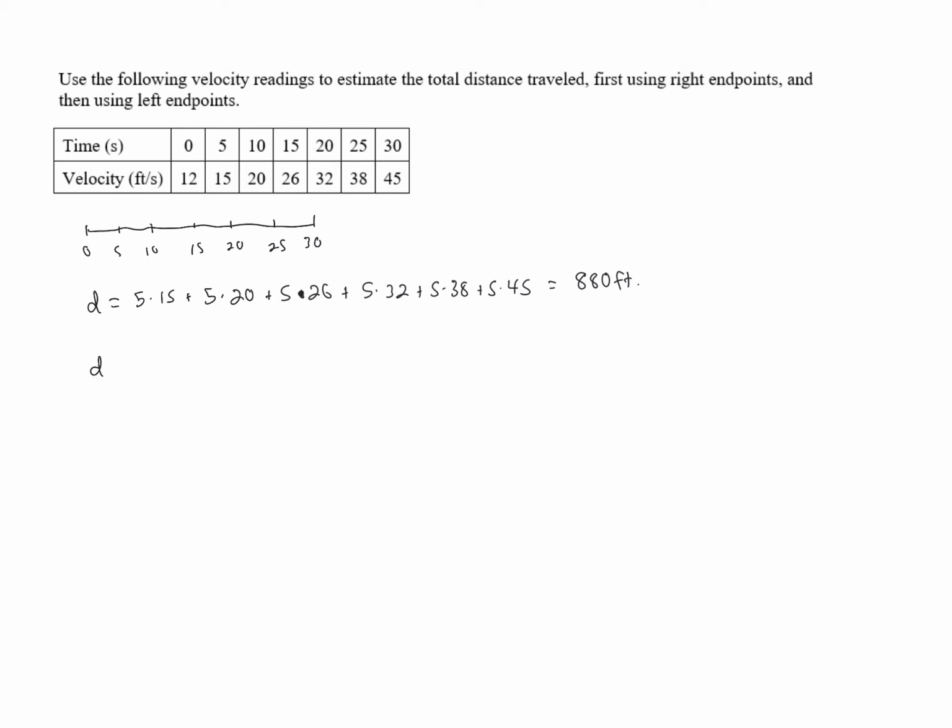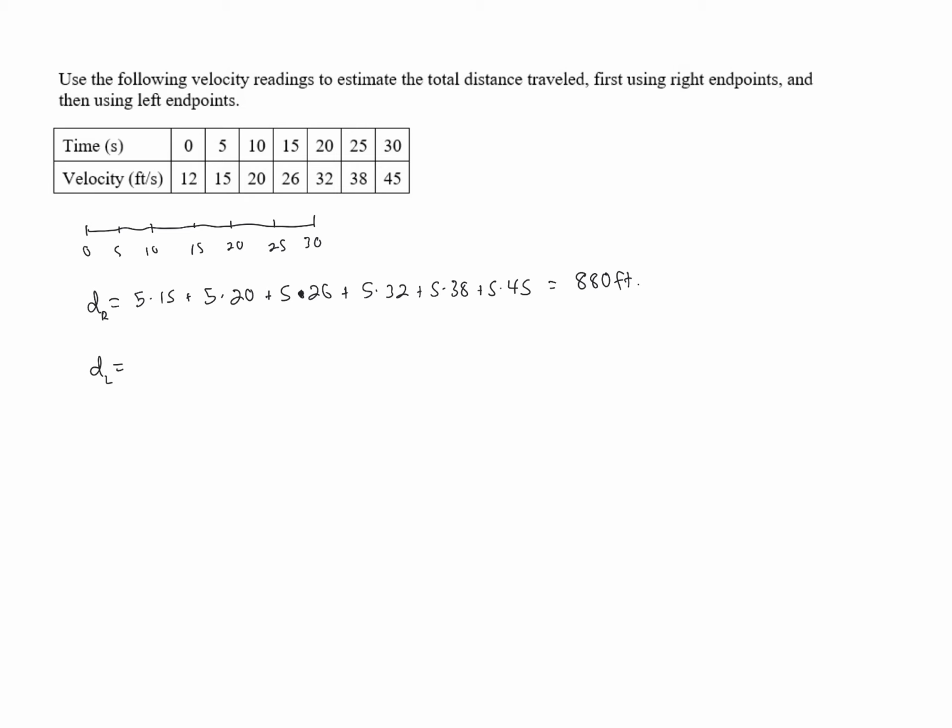We can also use left endpoints. I should call these D sub R and D sub L for right endpoints and left endpoints. Now for left endpoints, we're using all of this data except 30, because 30 is not a left endpoint of any intervals inside the interval that we're looking at. So it's the same thing, but instead of using the numbers from 15 to 45 in our calculations, we're going to use the numbers from 12 to 38.